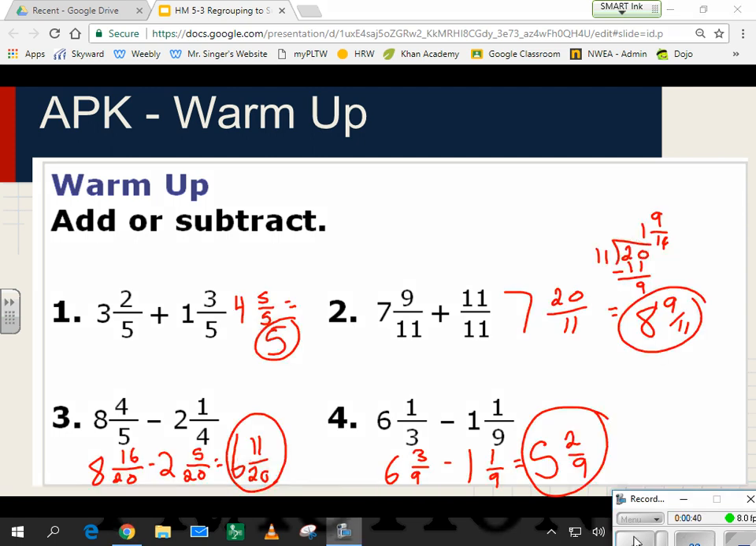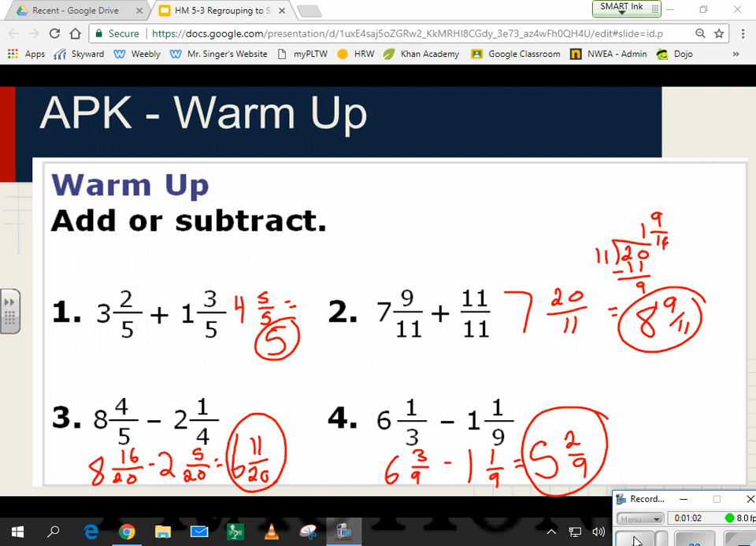Here are your answers to the warm-up. For number 1, we had 4 and 5/5. We can't have 5/5, so we added that one whole to 4 to get 5. For 2, we had 7 and 20/11. So 20/11 had to be changed to a mixed number of 1 and 9/11. So we add the 1 and 7 together to get 8 9/11.